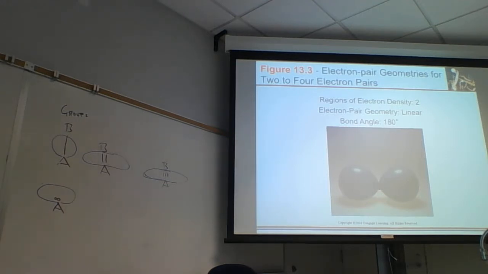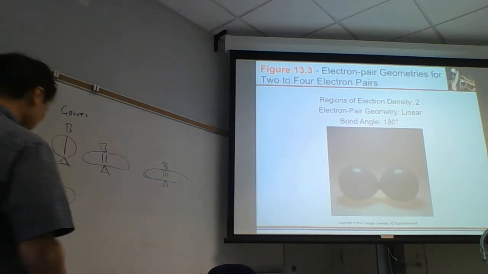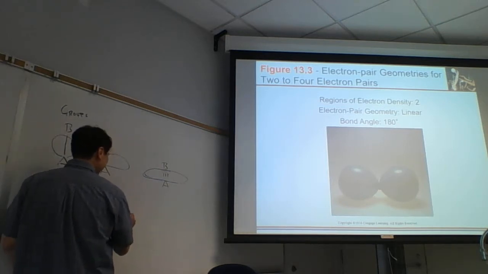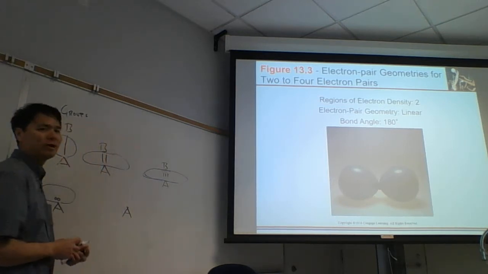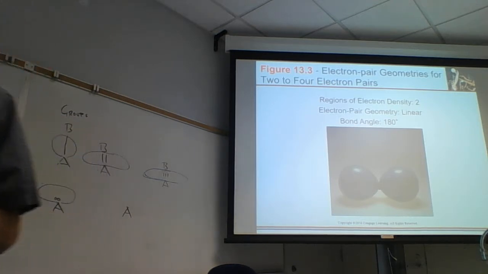So here I have 2 equal balloons. That could be like 2 single bonds there. What's the geometry? I don't want to use "pair" because it's not always a pair. In fact, we talked about, do you remember what a free radical is? What is a free radical?